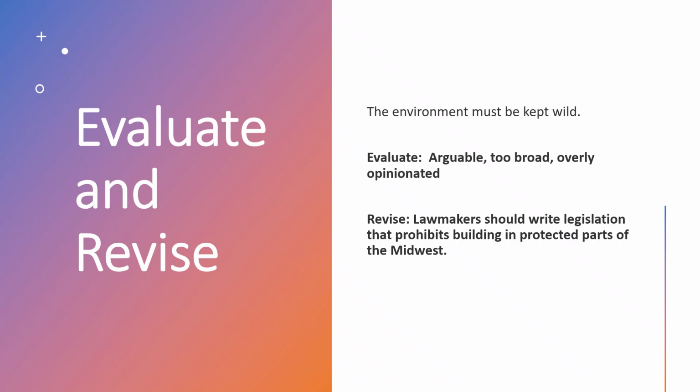So revise, let's say, who can do anything about this? Well, let's say lawmakers should write legislation that prohibits building in protected parts of the Midwest. Okay, so now we're getting closer to being able to accomplish something. I know who I need to reach. I need to reach those lawmakers. I'm going to try to convince them what kind of legislation they need to write, and I'm looking at a very specific part of the environment, something specific they can do.